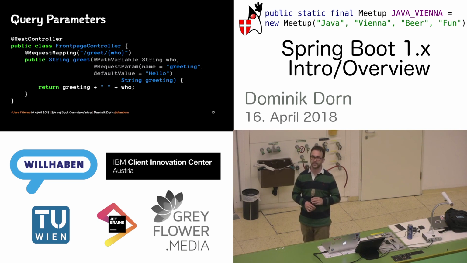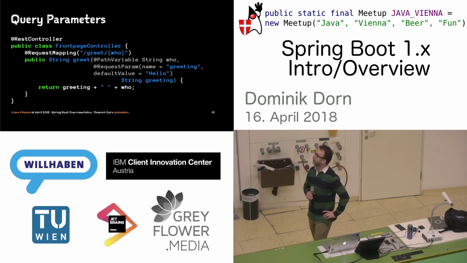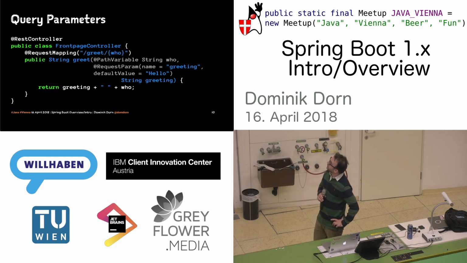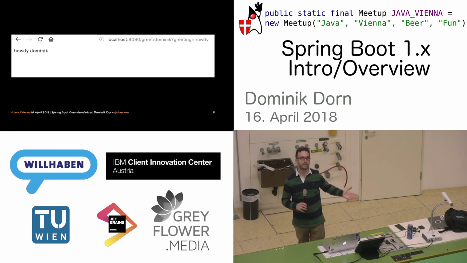Of course, you can make this a little bit more complicated. We don't want to just access variables in our path, but we also want to access query parameters. You can do this with the @RequestParam annotation. You see here that we named the parameter greeting. You can name it however you want. Important is that the URL is then called with the name that you specified. And you can also specify default values. By default, our greeting would be hello. And the who is just the name of the person we are greeting. And what you could do is that you just say, okay, you call your application with localhost:8080/greet/Dominik and then greeting=howdy, and it will print howdy Dominik.